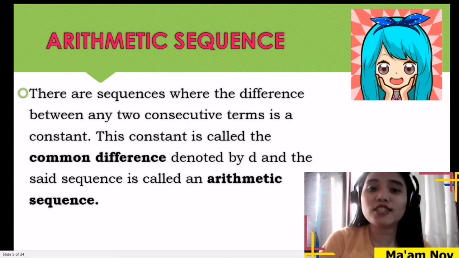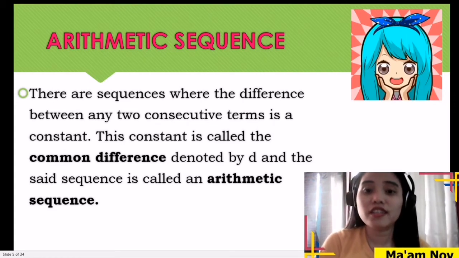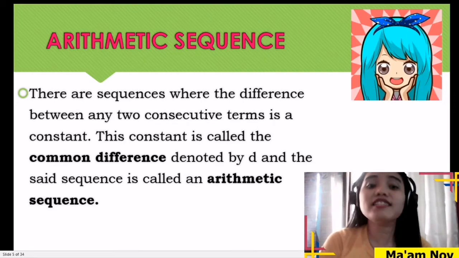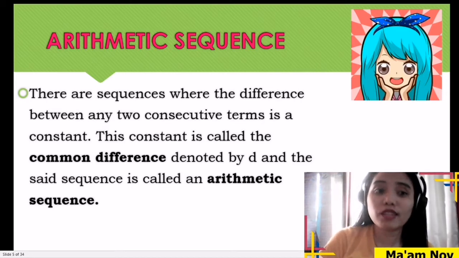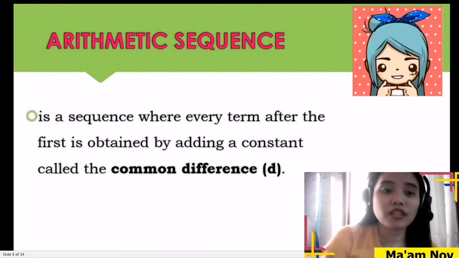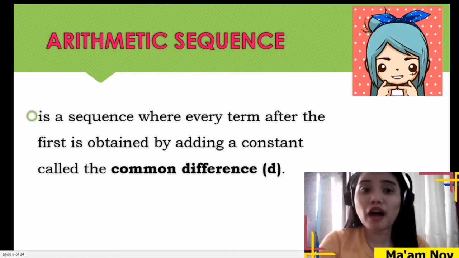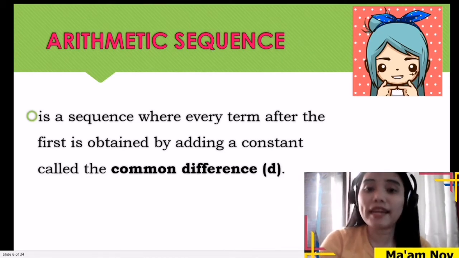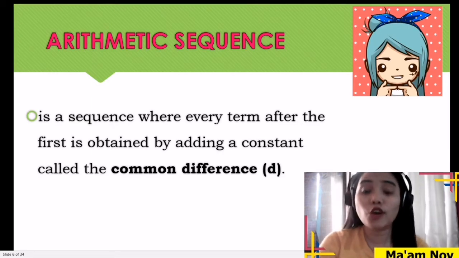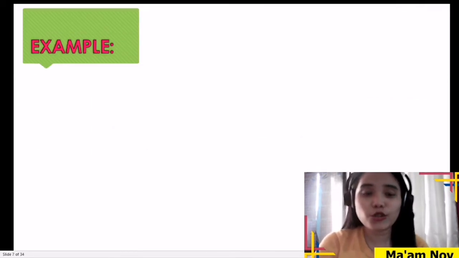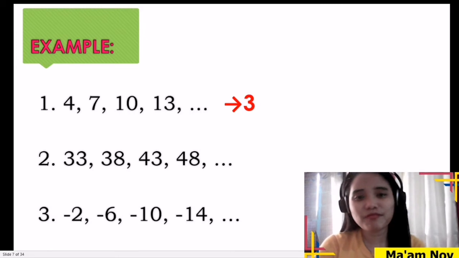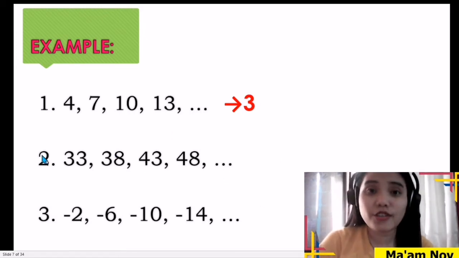The constant is called the common difference, denoted by d, and the said sequence is called an arithmetic sequence. So, arithmetic sequence is a sequence where every term after the first is obtained by adding a constant called common difference. So, yung kanina, ang pattern is 3.